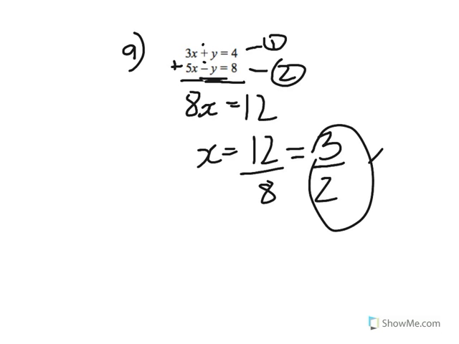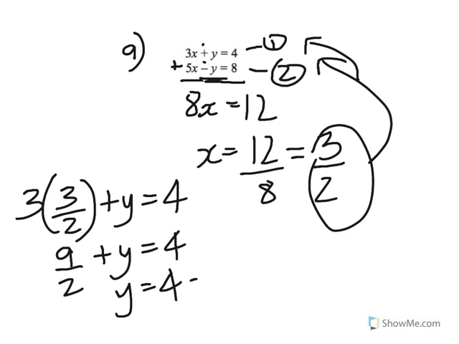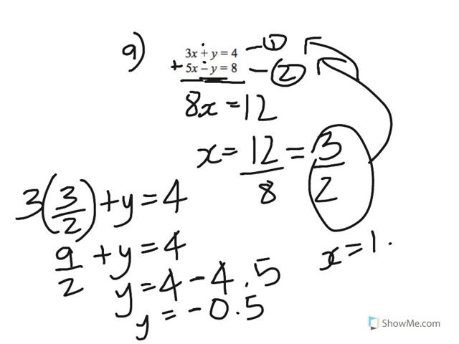Now that we have x is equal to 3 over 2, all we need to do is substitute it in either equation 1 or 2, and we'll get a value of y. Let's substitute in the easier one, which is equation 1. So we substitute 3 times 3 over 2 plus y is equal to 4. So 9 over 2 plus y is equal to 4. Y is equal to 4 minus 9 over 2, which is negative 0.5. So your final answer is x equal to 1.5, y equal to negative 0.5.